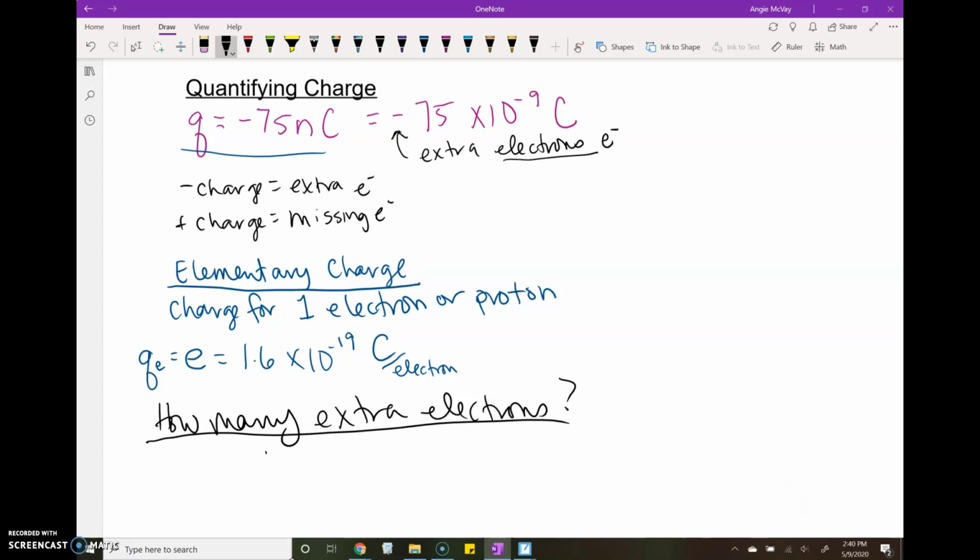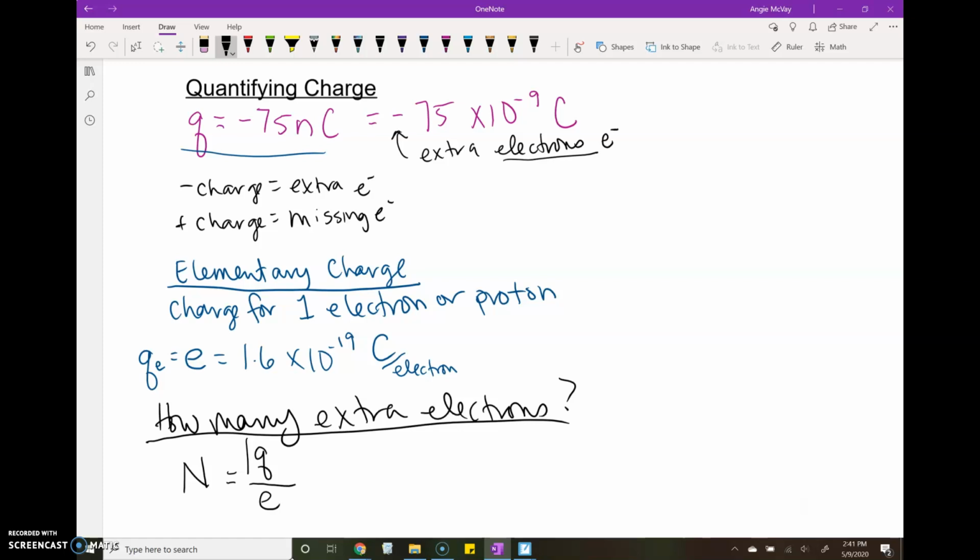Well, if we know the charge and we divide it by how much charge there is per electron, we can get the number of extra or missing electrons. Okay. And we abbreviate the number of extra or missing electrons with a capital N, literally N for number. So the number is the charge divided by how much charge there is for a single one.